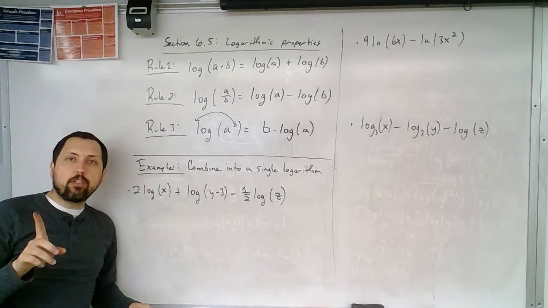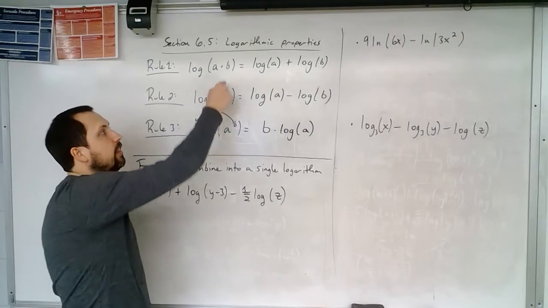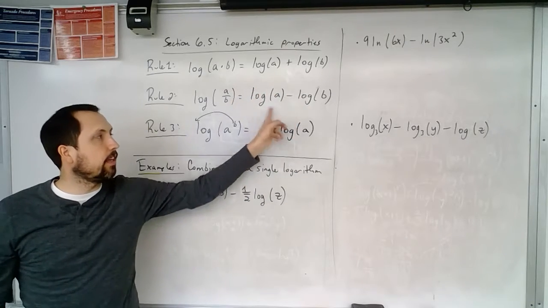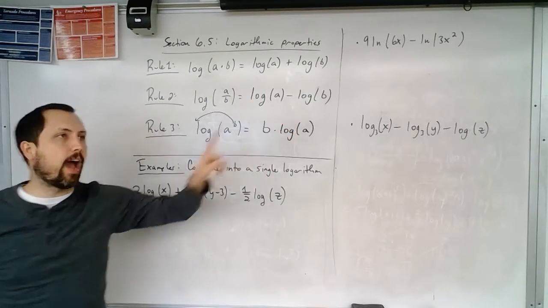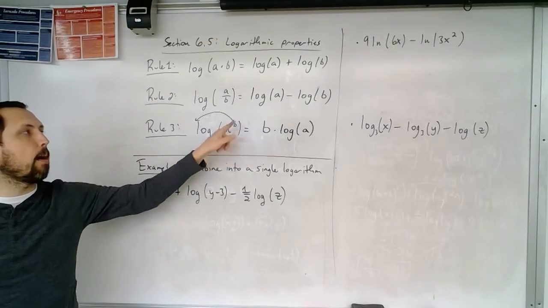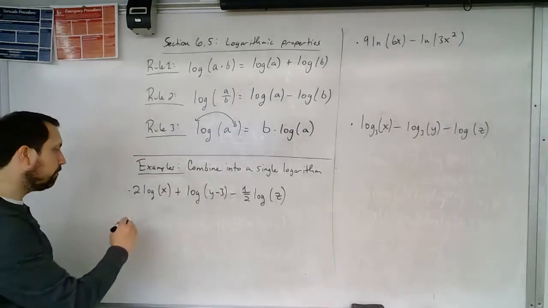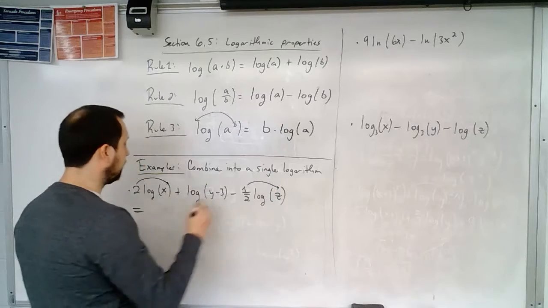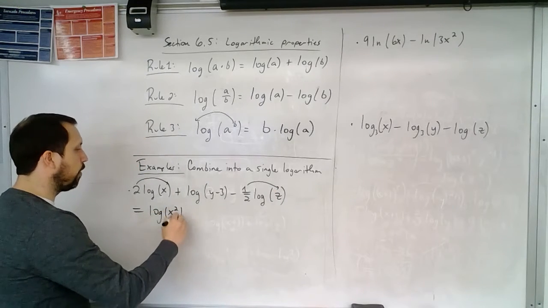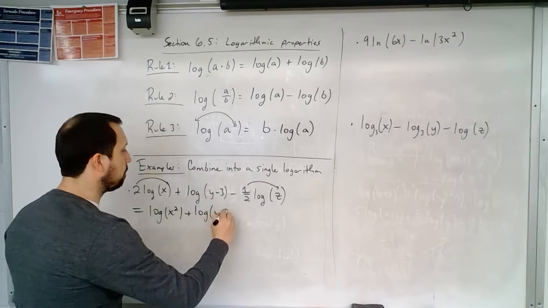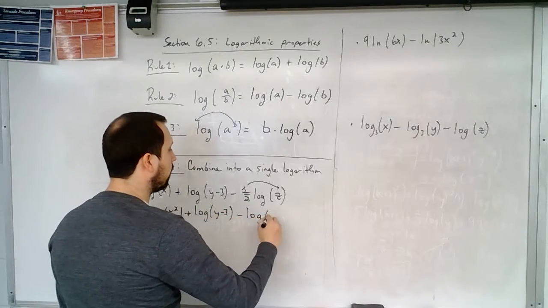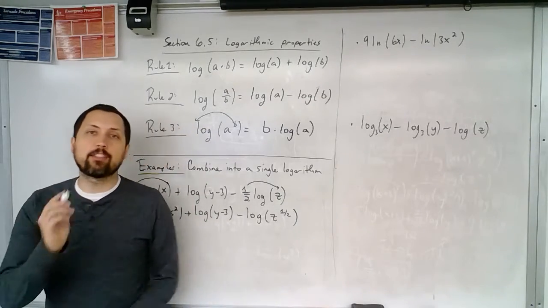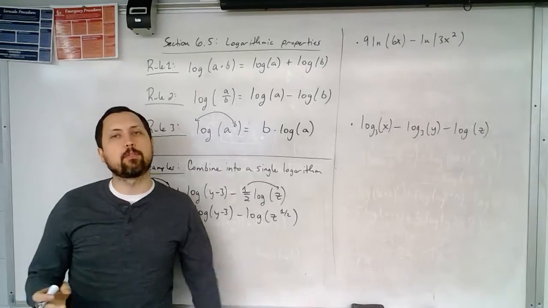Now what I'm not allowed to do is I'm not allowed to use these two if there's numbers out in front. So if there's any numbers out here, I'm not allowed to do these yet. So anytime there's a number, I need to put that back as an exponent first. So what this becomes is I move the 2 as the exponent, I move this 1/2 as the exponent, so I have log of x squared plus log of y minus 3 minus log of z to the 1/2. Now remember, 1/2 power, that's the same thing as a square root. So if you see square roots, that's the same as a 1/2 power.